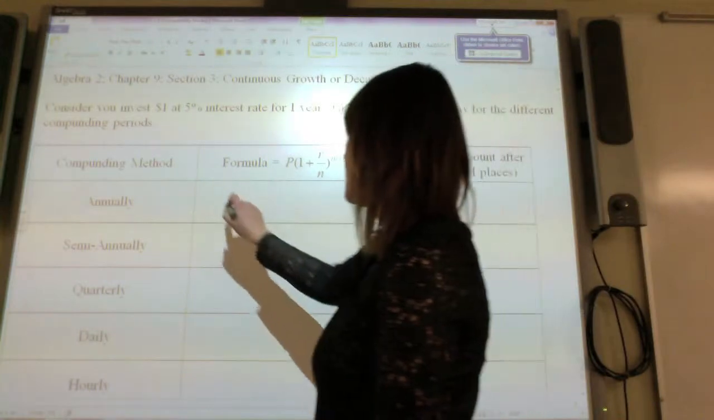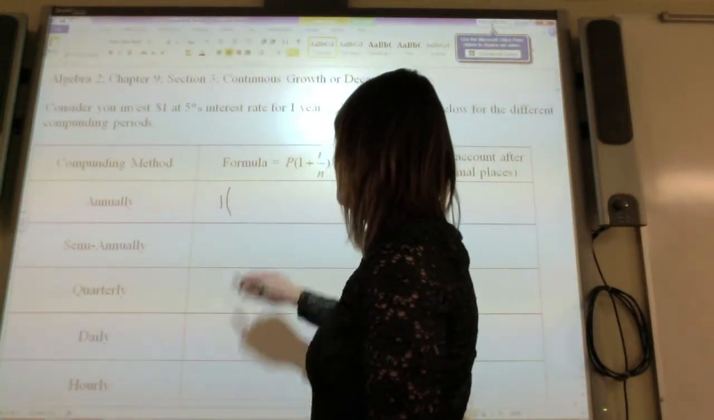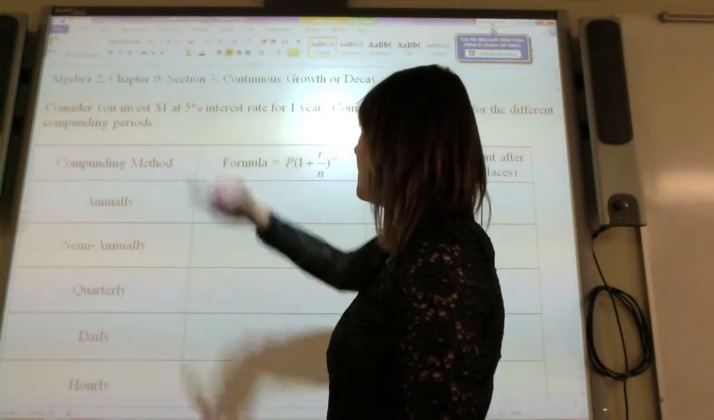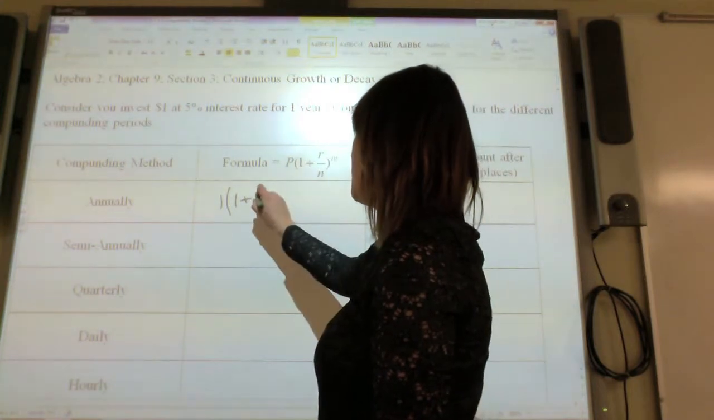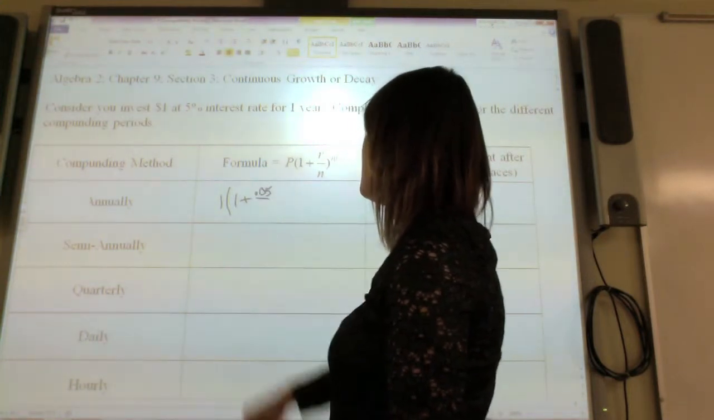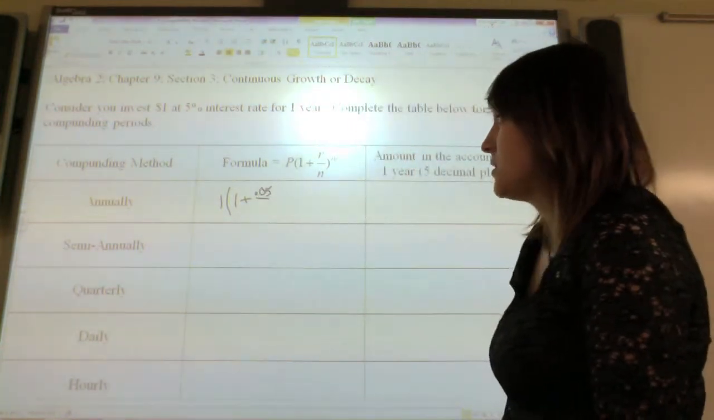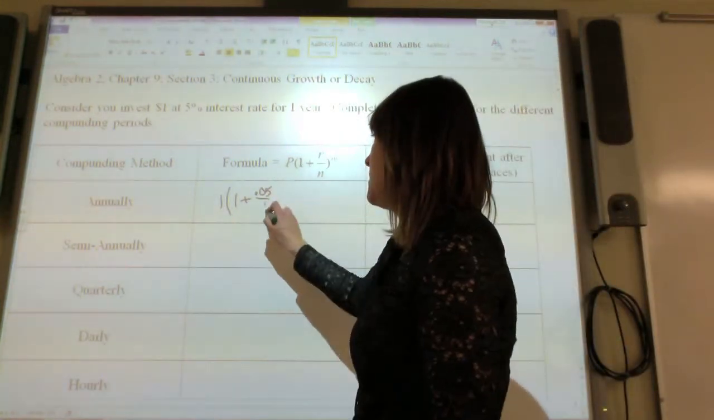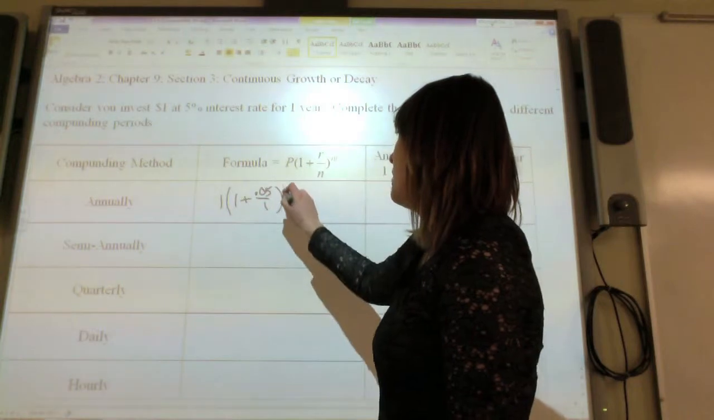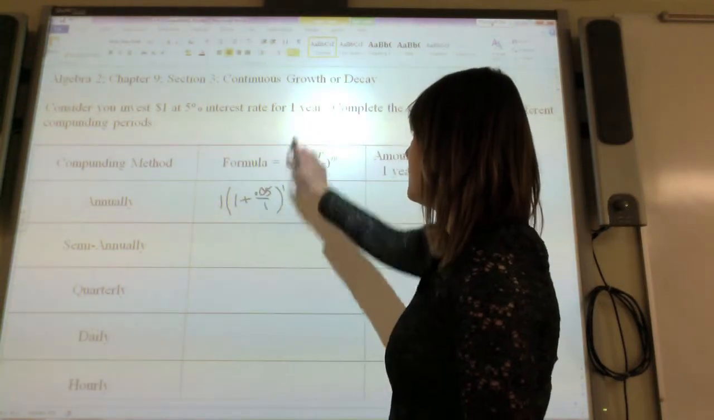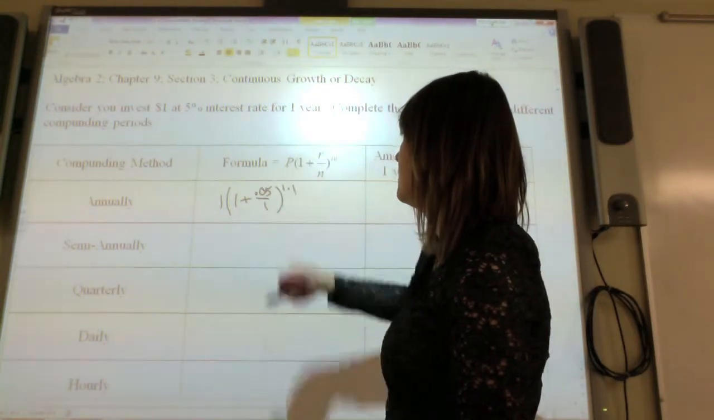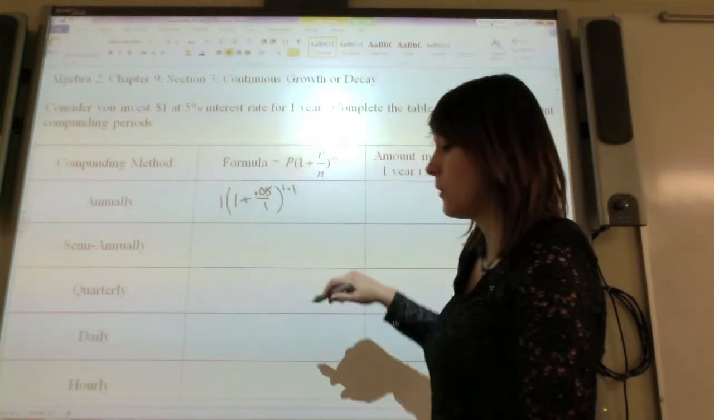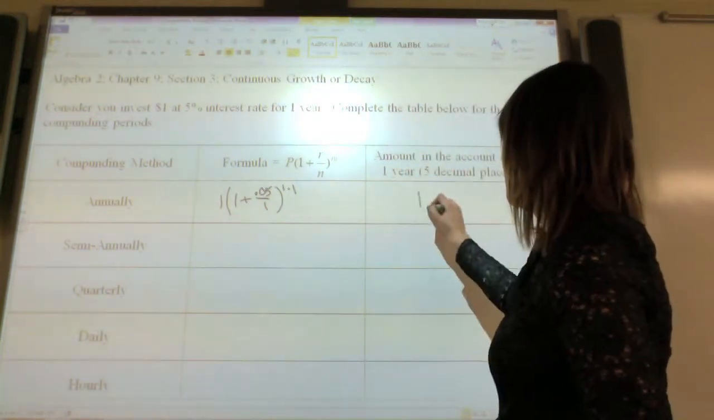So I'm investing $1, so my P is 1. Okay, my R value is 5%, so it'll be 0.05. My N value is the number of times per year that I compound. So if I'm compounding annually, that's 1. Okay, and my T value is the number of years. I've got 1 year. So when I compute that as a decimal, I get 1.05.